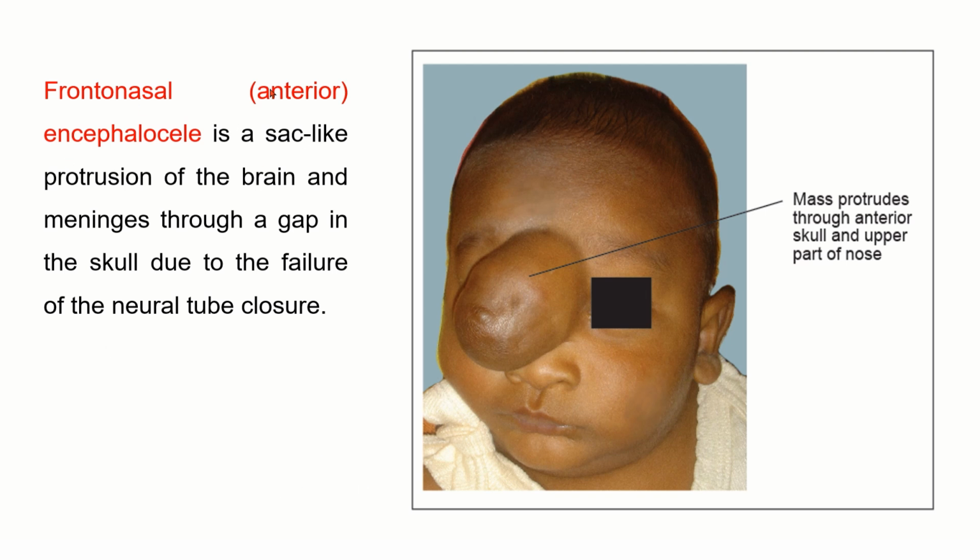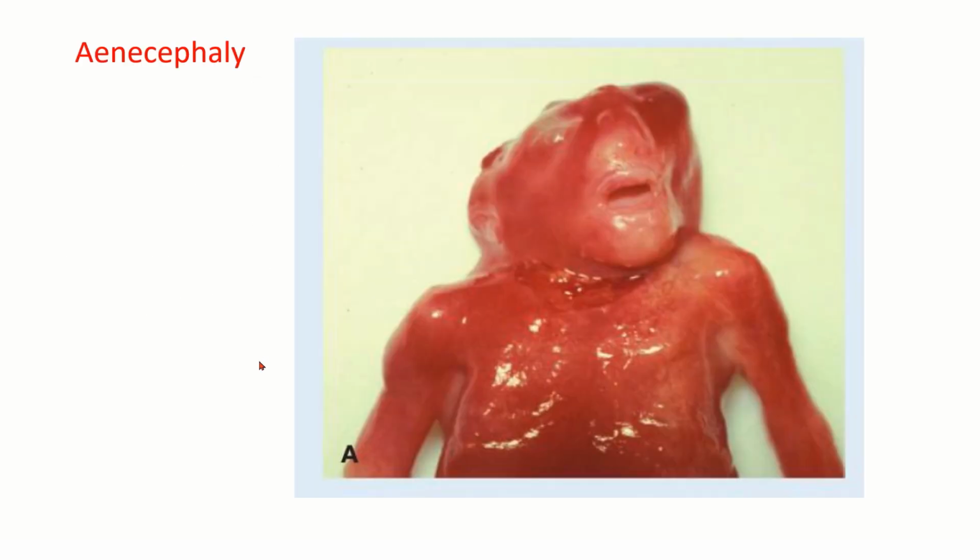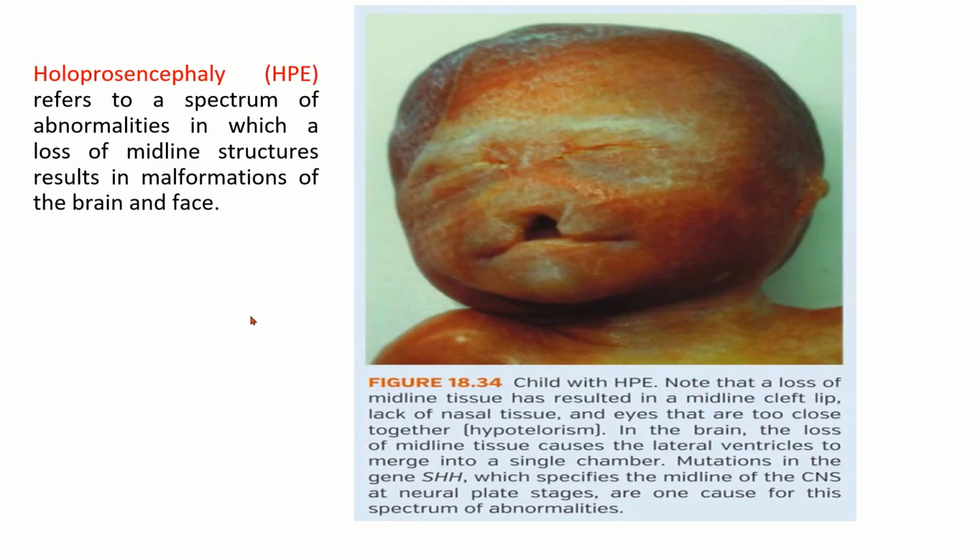You can see here anterior encephalocele, there is a defect in the anterior part of the skull. Through that the brain is protruding out. And you can see anencephaly, the failure of closure of the cranial neuropore resulting in defective development of part of the brain and skull. Holoprosencephaly, the midline structures are not formed well, resulting in loss of midline structures.